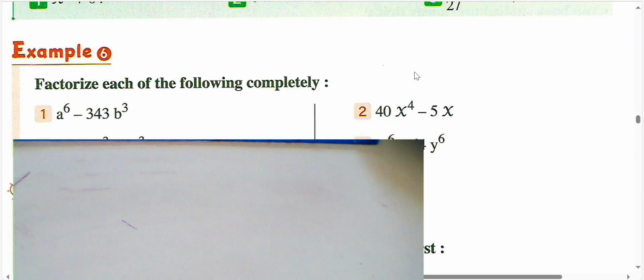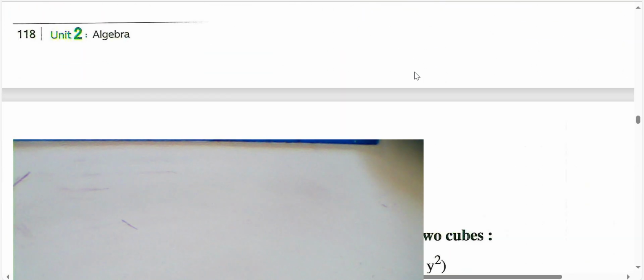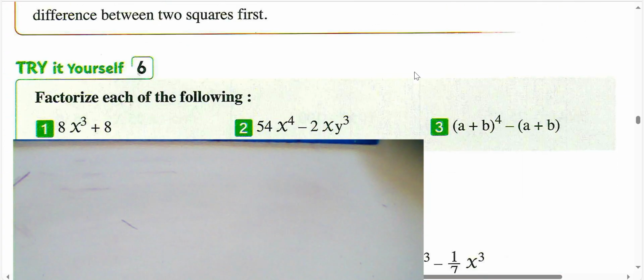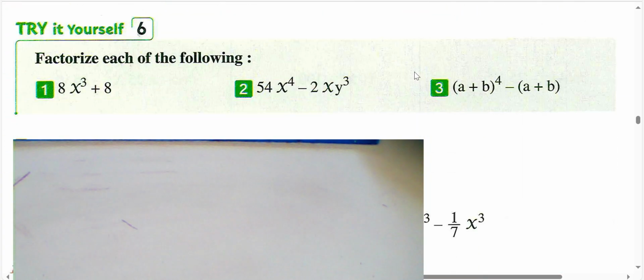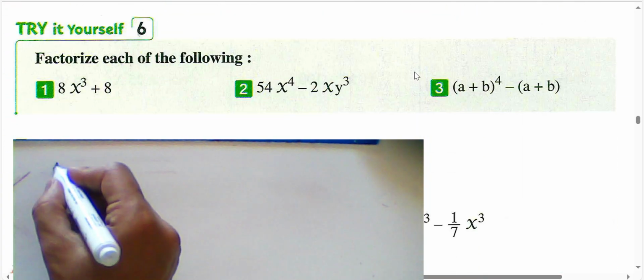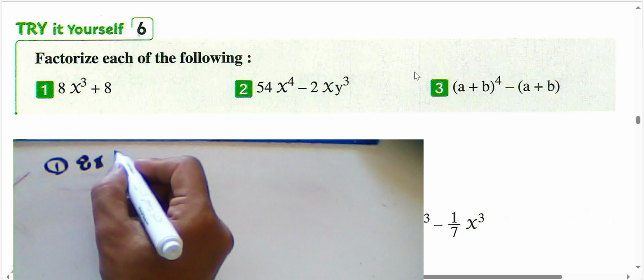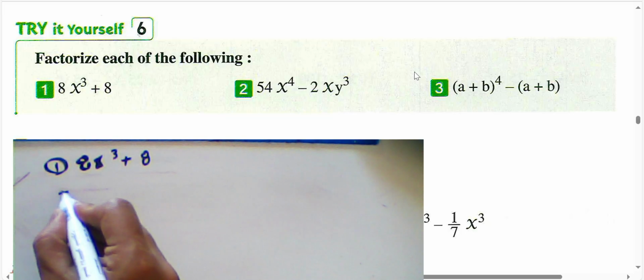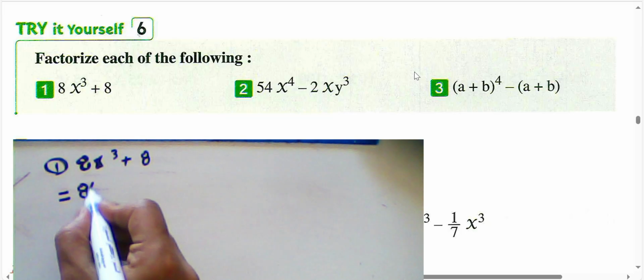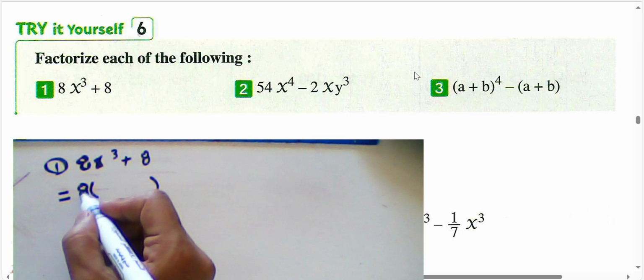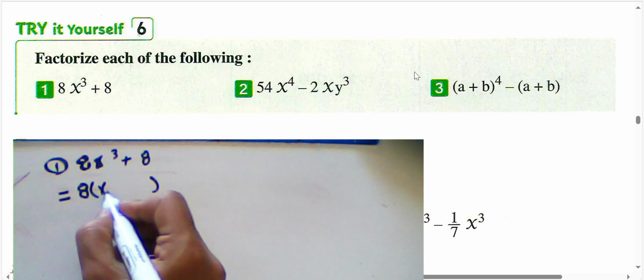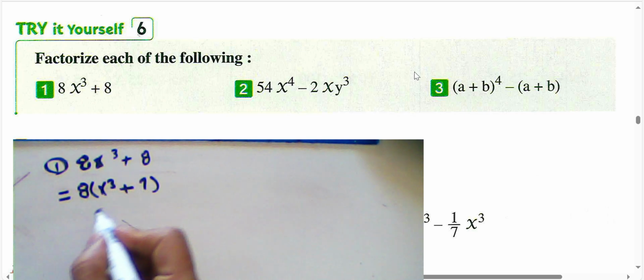Now we will solve the next question about factorization. Number 6. Factorize each of the following. Number 1: 8x power 3 plus 8. We can write 8 as the common factor between the two terms. 8x power 3 divided by 8 equals x power 3, and 8 divided by 8 equals 1.